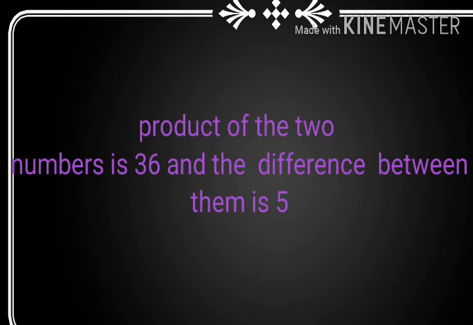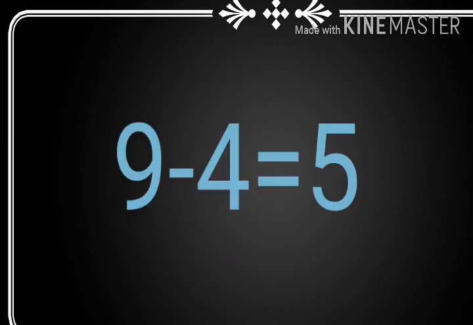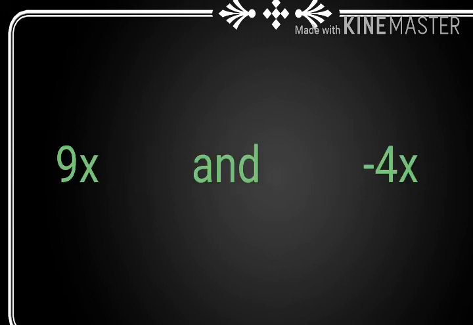Okay, so here we can find such numbers: product 36 and difference 5. Which are the numbers? 1 into 36, 36. 2 into 18, 36. 3 into 12, 36. 4 into 9, 36. So in this group, which pair has difference 5? 9 and 4. Okay, the biggest should have the positive sign. So positive 9 and minus 4.